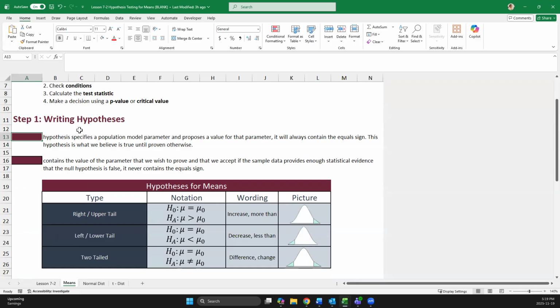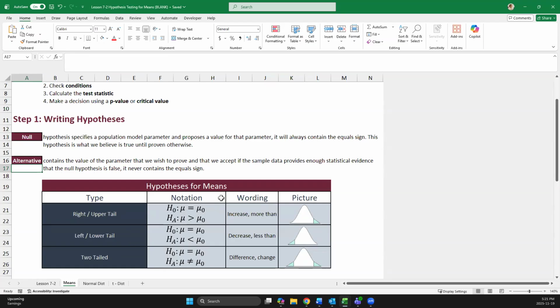So first we have the null hypothesis, and the null hypothesis is still the value we believe to be true until we can prove otherwise. For that reason, it should always have the equal sign in the null hypothesis. The alternative hypothesis is the one that we're trying to prove is true, and it will never contain the equal sign. It has to have another sign, like a greater than, less than, or not equal to, depending on the type of the test and the information given in the question.